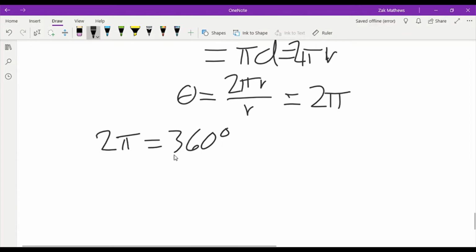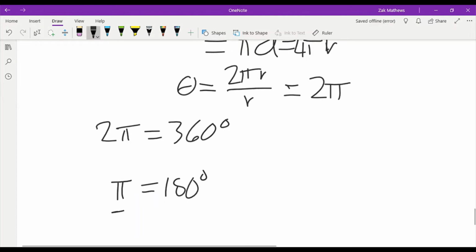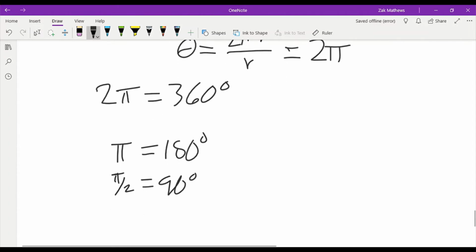If I want to start comparing some things, I could take half of this. That tells me that pi is equal to 180 degrees. If I were to take half of pi, that would be pi over 2. That would be 90 degrees. Obviously, 0 of anything is 0. 0 radians is equal to 0 degrees. To fill in the one that we used to break up our x and y axes before, we had 270 degrees. And 270 degrees would have to be the same as 3 pi over 2. We could get that by adding pi over 2 to the pi. 3 pi over 2.